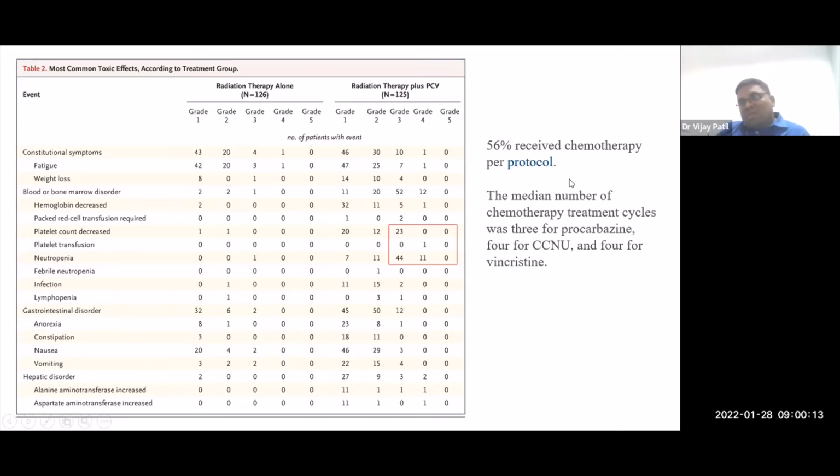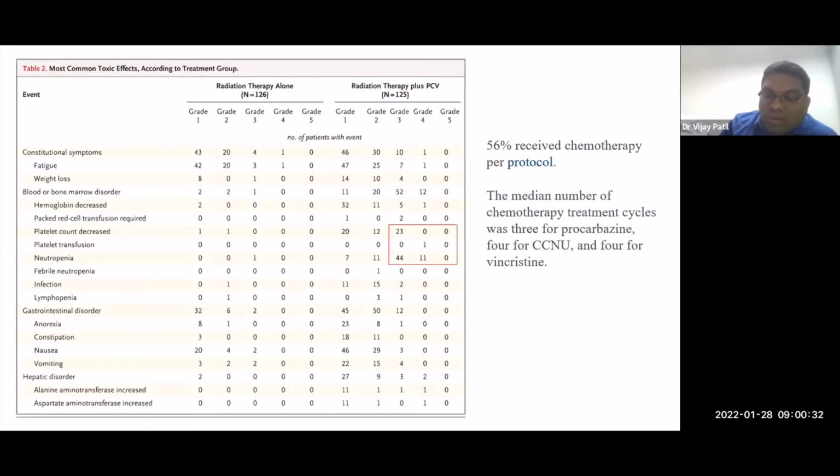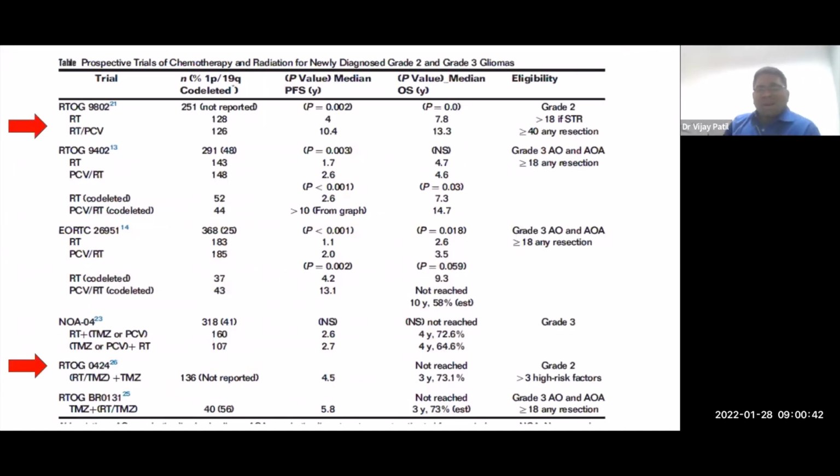If you see in the protocol setting, even in RTOG trials, the median number of chemotherapy cycles received, where 6 were planned, was 3 for procarbazine, 4 for CCNU, and 4 for vincristine, and only 56% could complete the chemotherapy. So, a difficult schedule to give, but even with incomplete administration, the benefit is so huge that you need to take that risk.